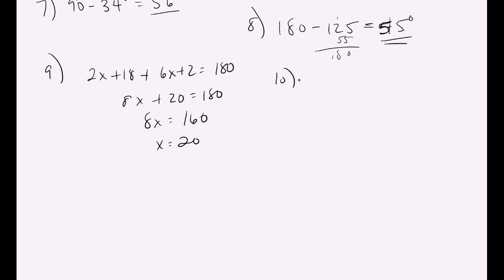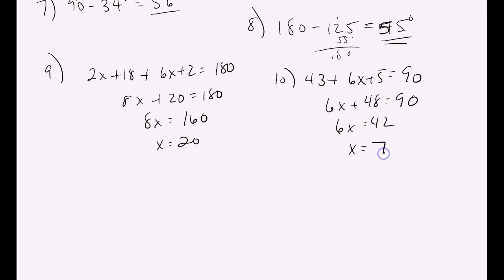Okay. Now this one, they look complementary, so they're going to add up to 90. So 6x plus that's a 48, equals 90. So 6x equals, okay, 90 minus 48 is 50, 60, 70, 80 is 42. So x is 7. Cool.